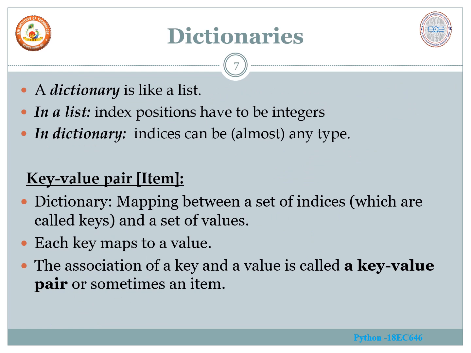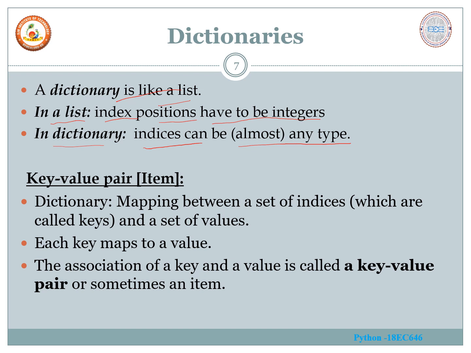Let us now discuss dictionaries. Dictionaries are almost like a list, and in a list, if we consider the index positions, they have to be integers. But in the case of a dictionary, the indices can be of almost any type. That is the only difference that you see between dictionaries and lists.